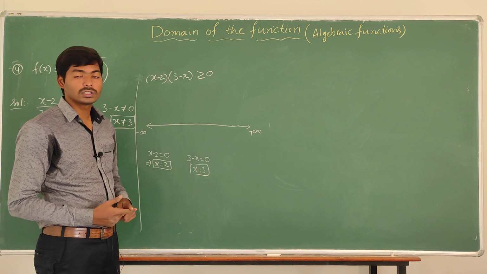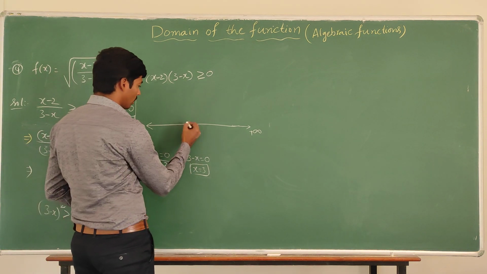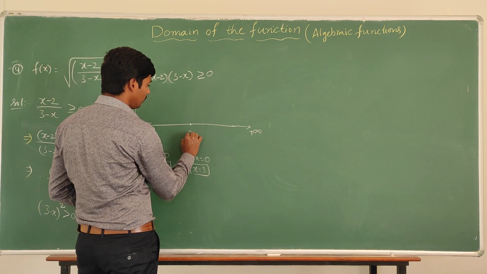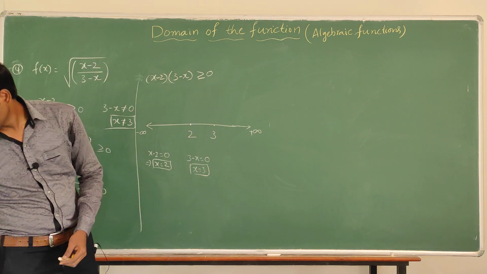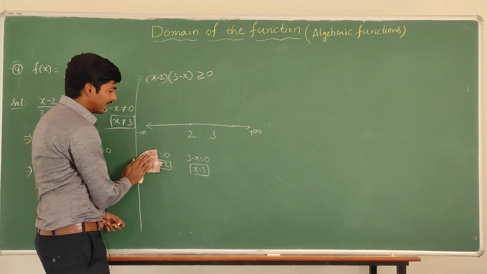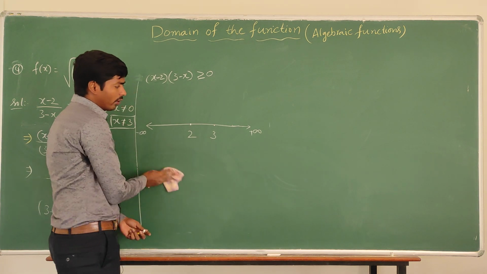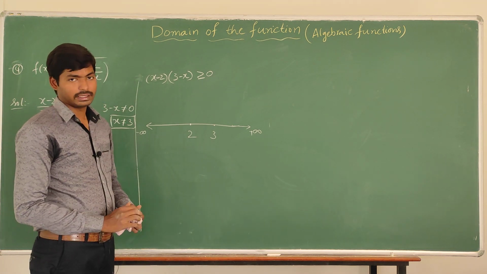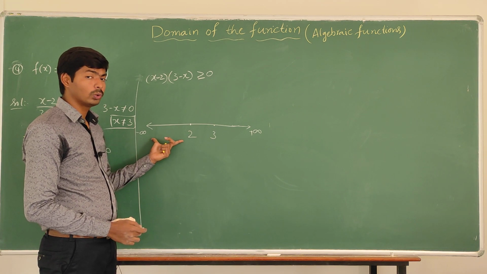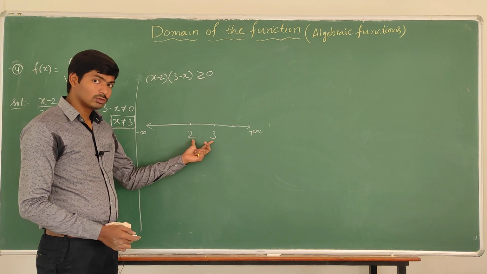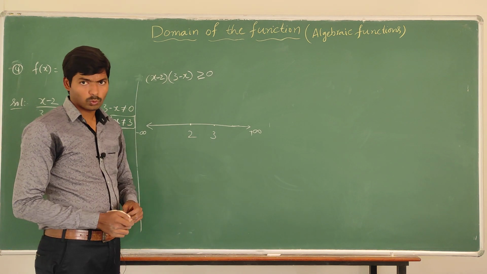Plot the critical points on the number line. So here it is 2 and here it is 3. Now these two critical points divide the number line into 3 sub-intervals: the interval minus infinity to 2, the interval 2 to 3, and the interval 3 to infinity.